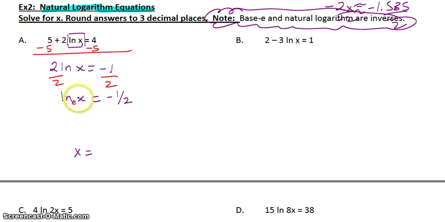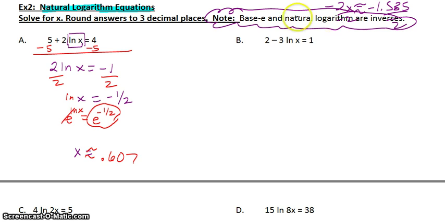Because it's really log base e, to get rid of a base e, take both sides as powers of e. And again, if you want to write it out longhand, this is what we're doing. e to the ln of x equals e to the -1/2. And again, shorthand is just write the e there, but I end up with x equals, type this into your calculator, and you end up with approximately 0.607.